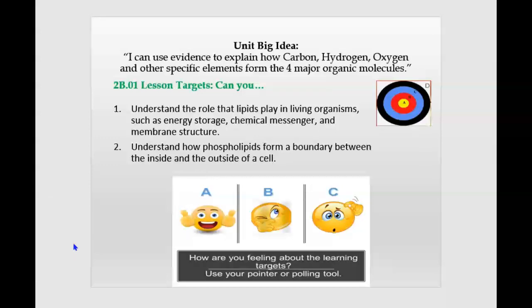Make sure you're comfortable with those two targets to get us to the big idea, and come to class ready to review. Have a great day. We'll talk about proteins next.